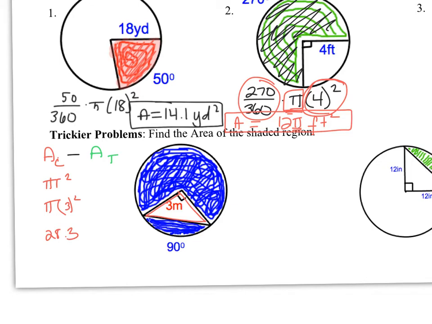So now I'm going to find the area of a triangle. So minus my area of my triangle is 1/2 base times height. 1/2, my base is 3. What's this measure here? Well, that's just a radius, so that's also 3. So my height is also 3. So now I have 3 times 3 is 9. 1/2 of 9 is 4.5. So now I have 28.3 minus 4.5. I get 23.8 meters squared for my area.